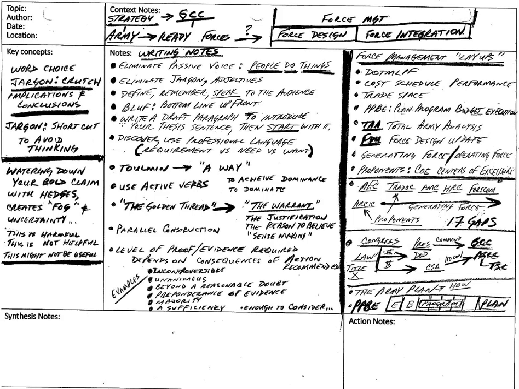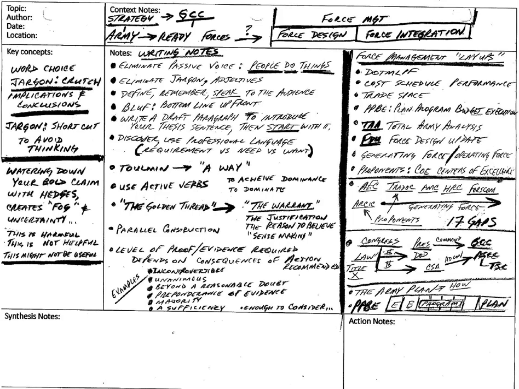Remember to use parallel construction. So if I use the listing method of first, then I'm looking for second and third, or in the beginning, then in the middle, at the end. Be consistent in the way that you itemize and make that a deliberate, intentional act.